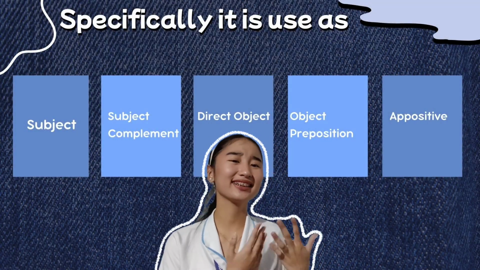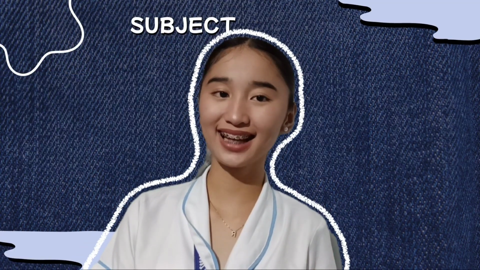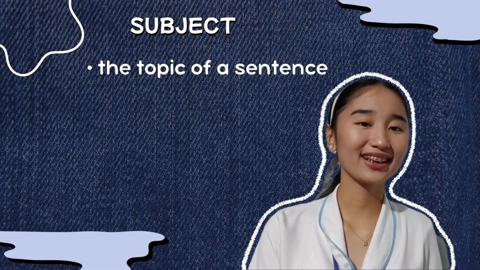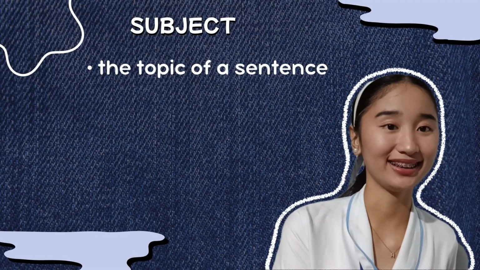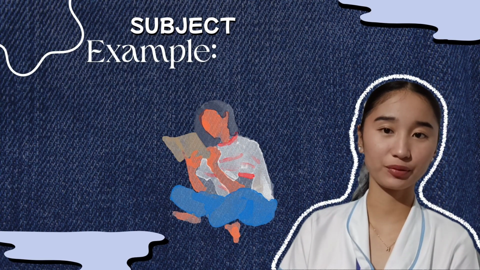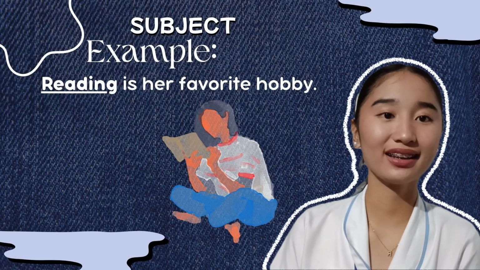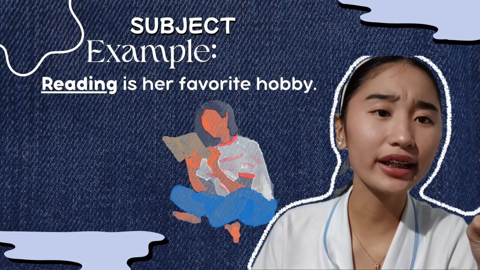So, let's get to know them one by one. First, let's discuss what a subject is. Subject is something that is being discussed. Like for this example, look at this picture. Reading is her favorite hobby, wherein the word reading is the gerund.